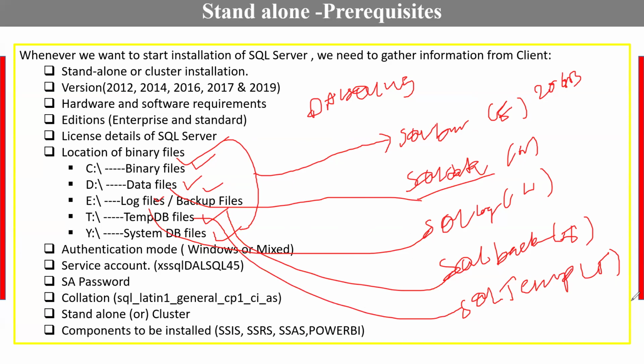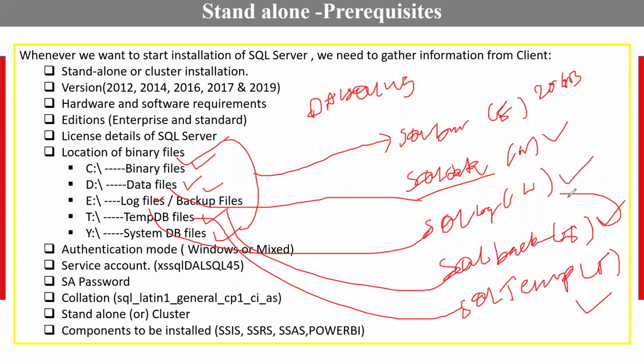So the best practice is that data files need to be on a separate drive, log files on a separate drive, and tempdb on a separate drive. Backups are up to your wish, sir. Either you can create a dedicated drive or you can store them in the log file drive. That depends on the capacity of the databases in the instance. Why, Subbu? Because backups, you can either take locally, or you can take a two-level backup.